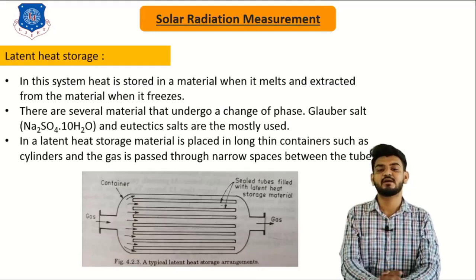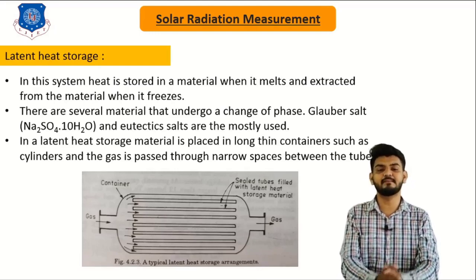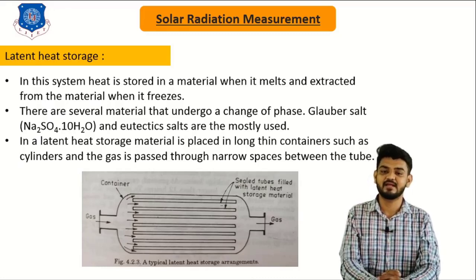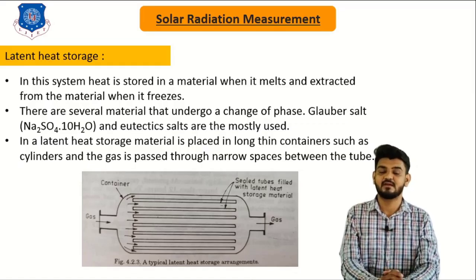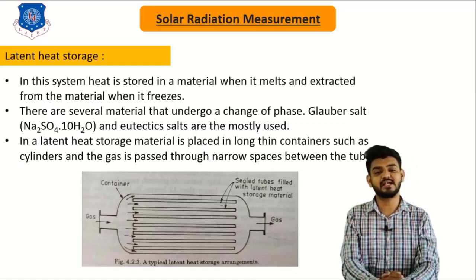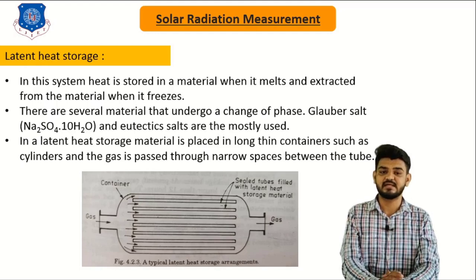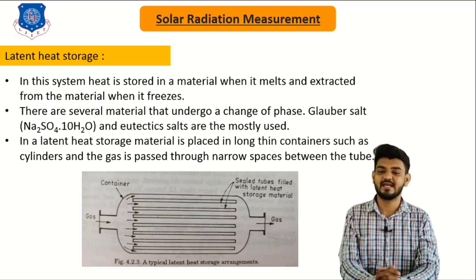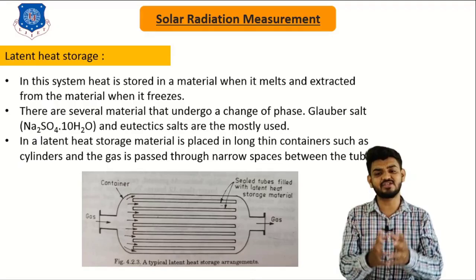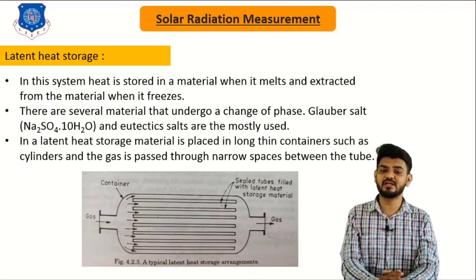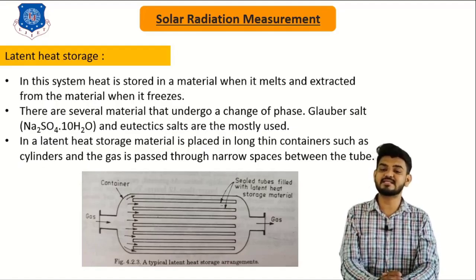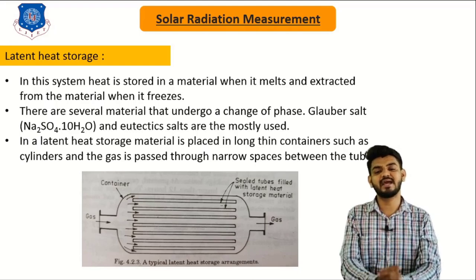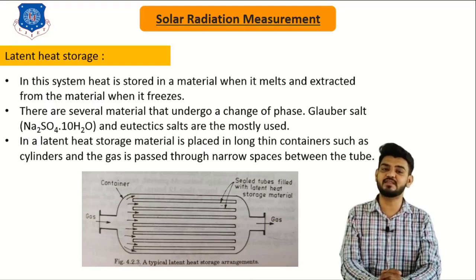In this system, the heat is stored in the material when it melts and extracted from the material when it freezes. There are several materials that undergo a change of phase, such as Glauber's salt, Na2SO4 into 10H2O, and different eutectic salts. In latent heat storage, the material is placed in a long thin container such as a cylinder, and the gas is passed through the narrow space between the tubes.